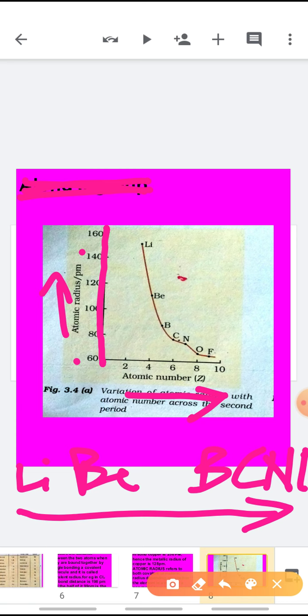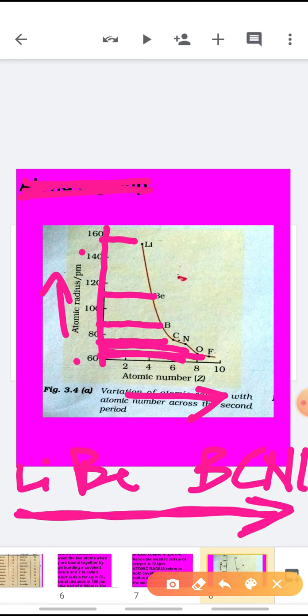Now see, for lithium the atomic radii is quite high, around 158 or 157 you can say. For beryllium it is around 110. For boron it is around 90. For carbon it is less than 80. For nitrogen also less than 80. For oxygen around 50, and for fluorine also around 50. That means the atomic radii is decreasing when we are moving from beryllium towards oxygen.